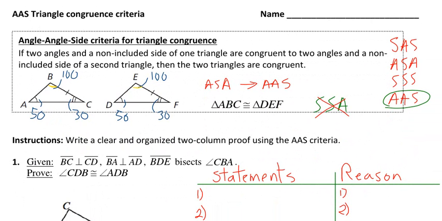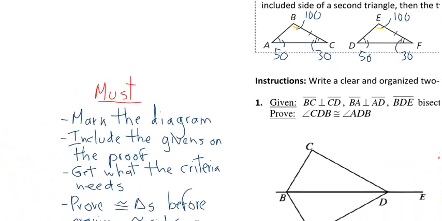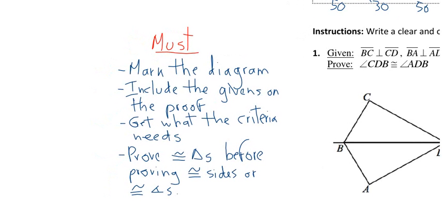But before we do that proof, I just want to go over some important things based on the mistakes that I have seen students making on the homework. So these are some things that you must do. First, you must mark the diagram. And the diagram should be marked with the information that you are given and whatever conclusions that you can get from the given.